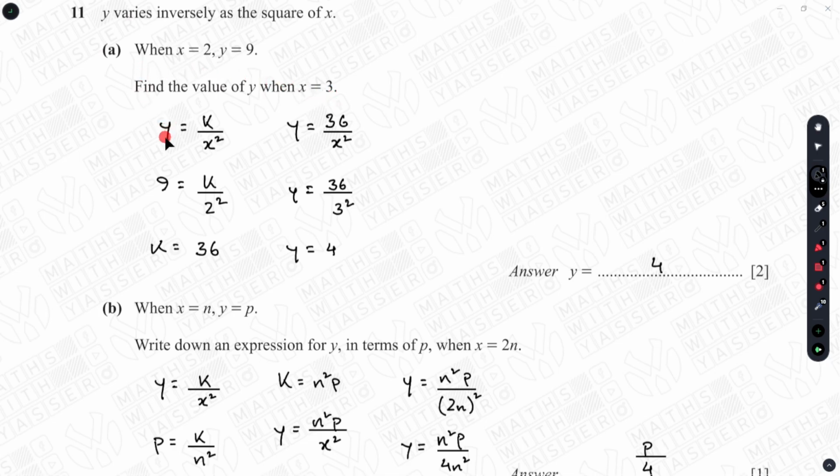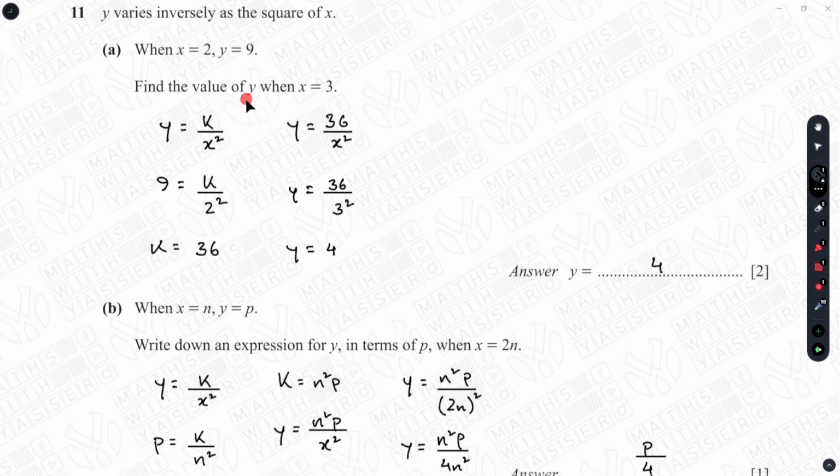So according to the question, y is equal to k over x squared, where k is a constant. And we need to substitute these values in order to find k. So 9 is equal to k over 2 squared. 2 squared is 4 and 9 times 4 is 36. Therefore, k is equal to 36. Now we can rewrite the equation as y is equal to 36 over x squared.